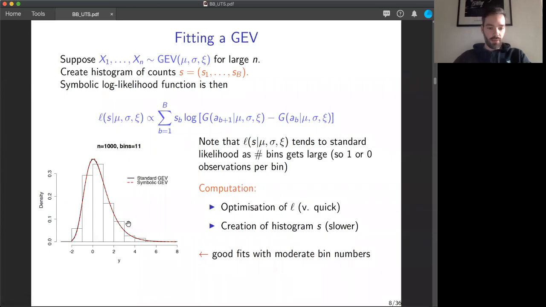In solid black, you have the estimate that you would get from the GEV density if you're using the full data. And if you use the histogram that is represented there, then you get the estimate that is the dashed red line. So what you can see is that we can recover with only 11 bins a very good estimate of the parameters. In terms of computations, optimizing the log likelihood function is very quick because there are only very few terms. The creation of the histogram is slower, especially if you have lots of observations in the model. So we can see that we can perform a good fit here.